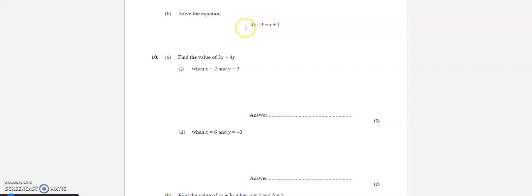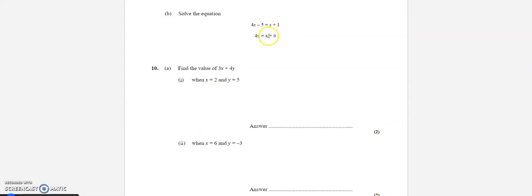So if I add 5 to the left hand side, I'll just have 4x sat there, because this minus 5 will go away. And if I add 5 to the other side, I'm then going to have x plus 1 plus 5. So I can just write that as plus 6. So I just have an x plus 6, like that.